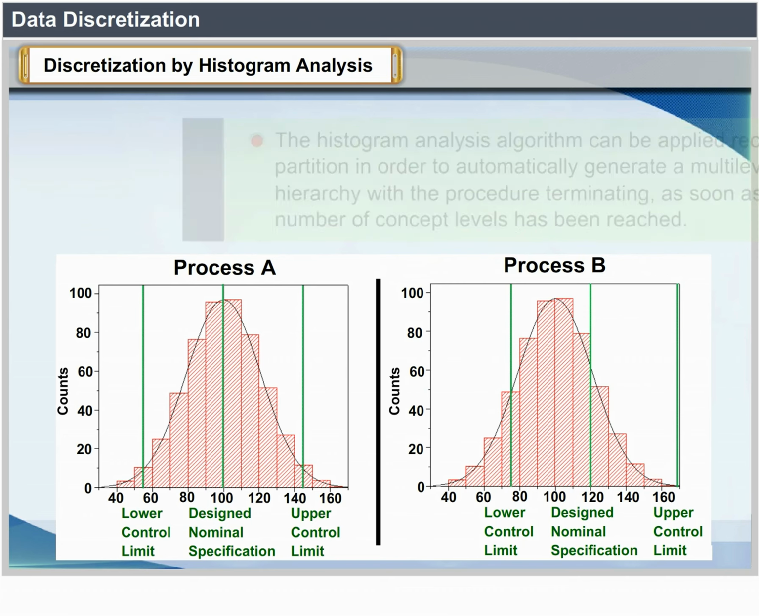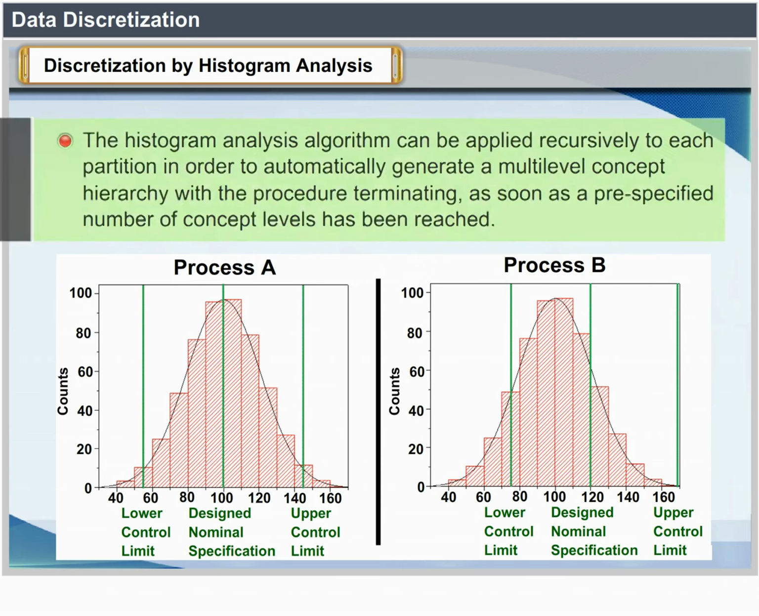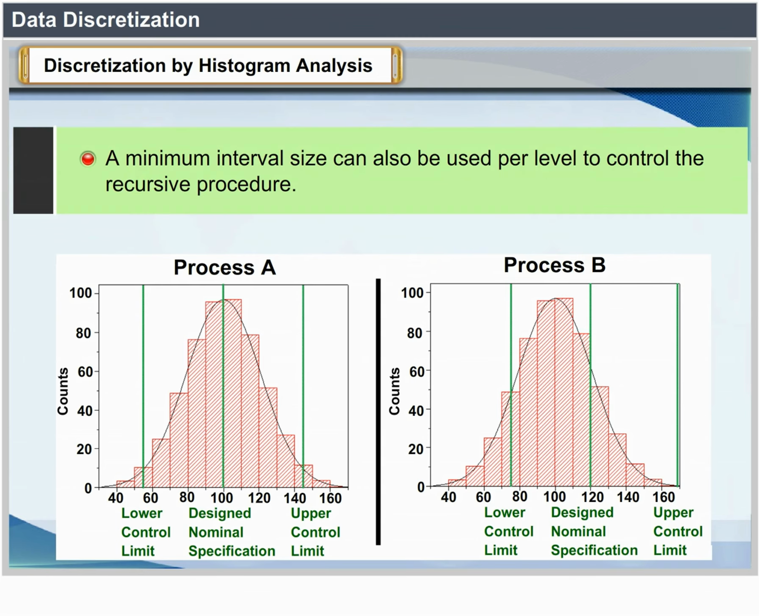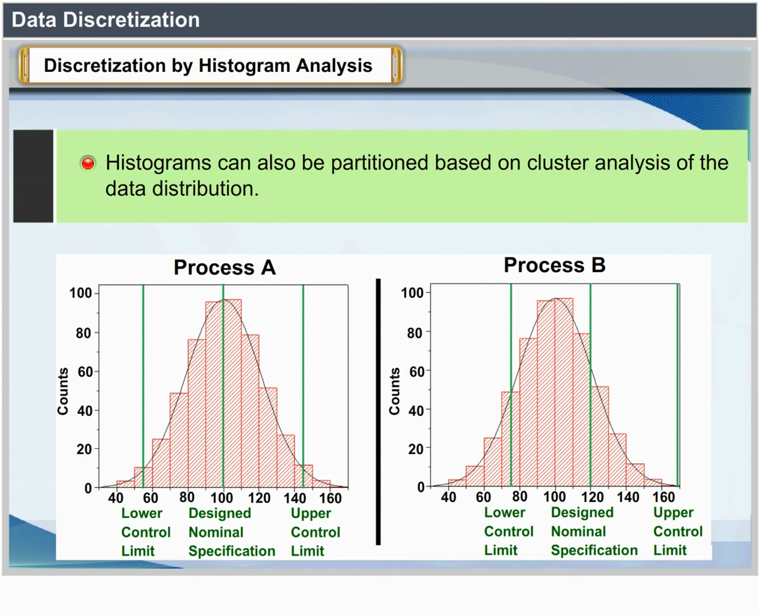tuples. The histogram analysis algorithm can be applied recursively to each partition in order to automatically generate a multi-level concept hierarchy, with the procedure terminating once a pre-specified number of concept levels has been reached. A minimum interval size can also be used per level to control the recursive procedure. This specifies the minimum width of a partition or the minimum number of values for each partition at each level. Histograms can also be partitioned based on cluster analysis of the data distribution.